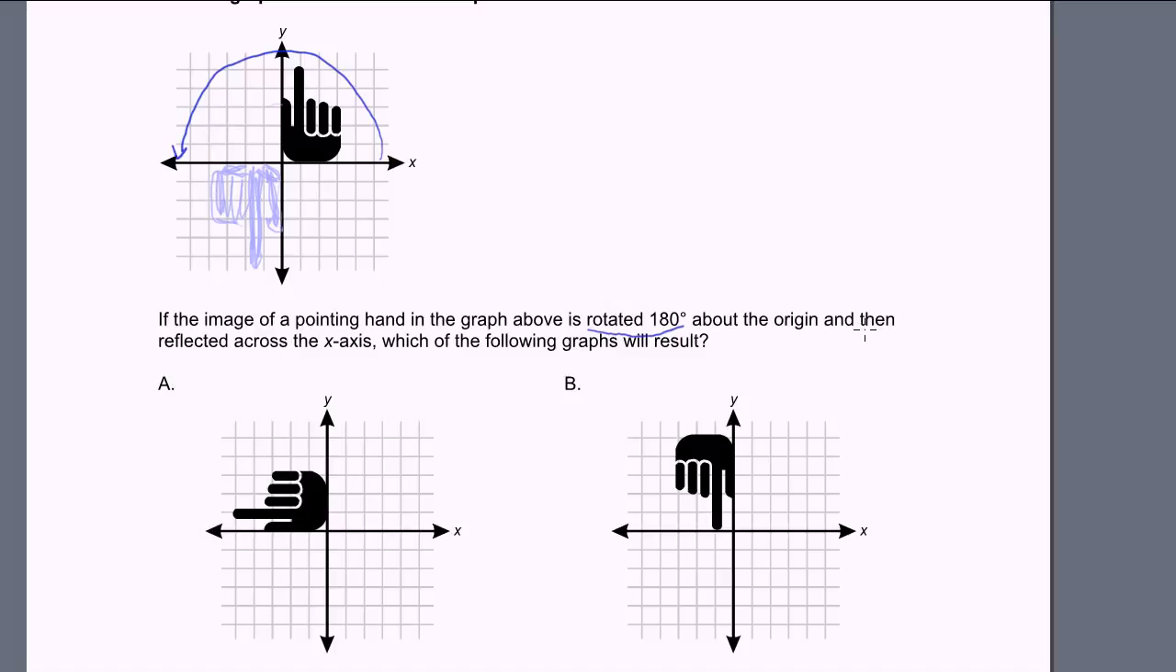Now, the second part is then reflected across the x-axis. So if we reflect this across the x-axis, it's going to look like this. It's going to look something like that, like right there. So that should be our answer.